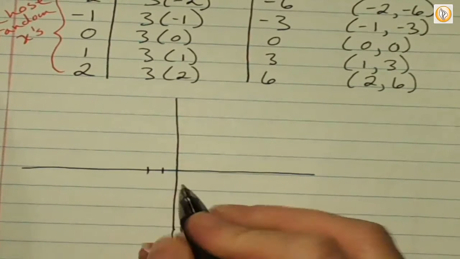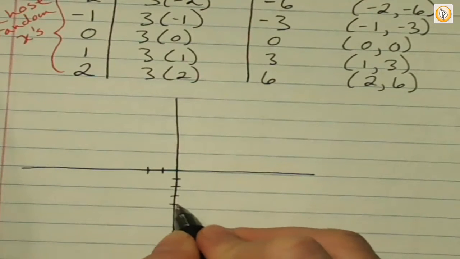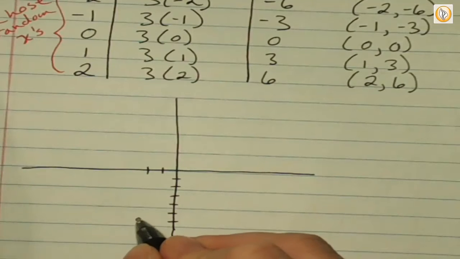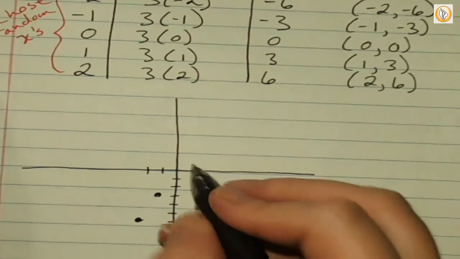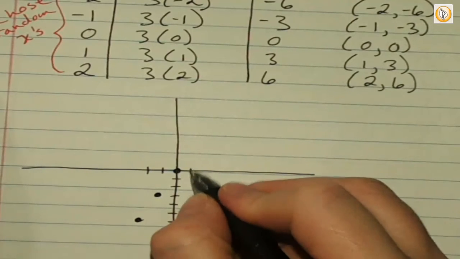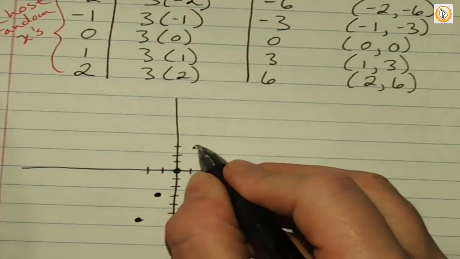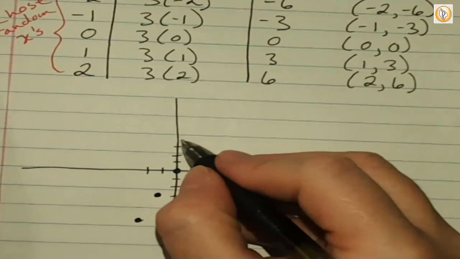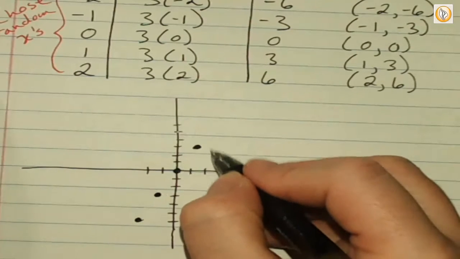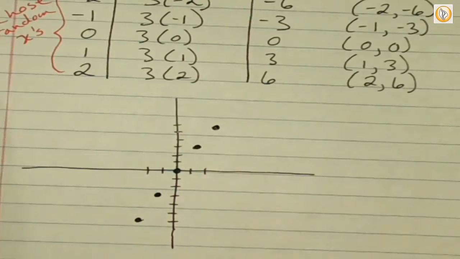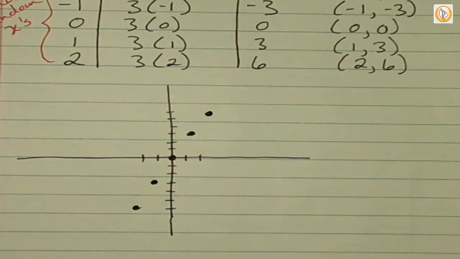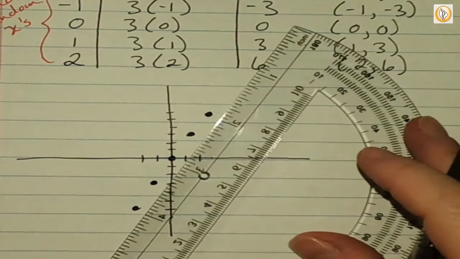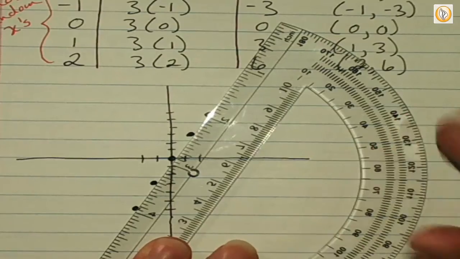And I have -2, and then 1, 2, 3, 4, 6. And then 1, 2, 3, 0, 0, 1, 2, 3, 2, 5, 6. And this time, we connect.